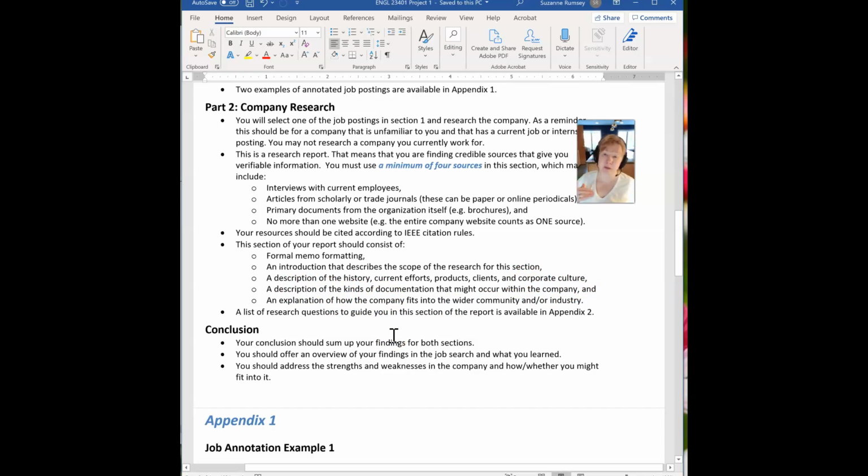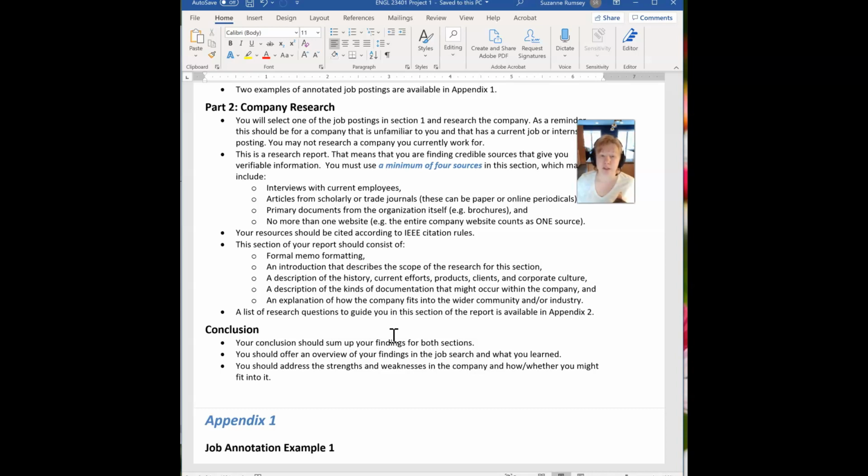Because remember, this is about tech writing. It's not just about finding a job. It's about using writing on the job. And so I want you to know what you'd be walking into. If you find a place where you'd be just writing reports and writing is okay, but not your favorite thing, maybe it's not the perfect job for you. Or maybe you'll just be surprised how much writing is used within the work world. And then an explanation of how the company fits into the wider community or industry.